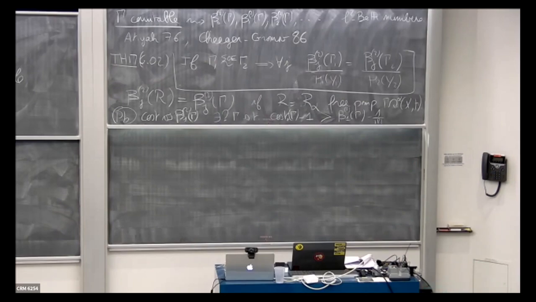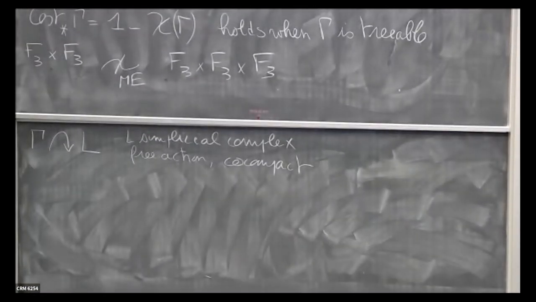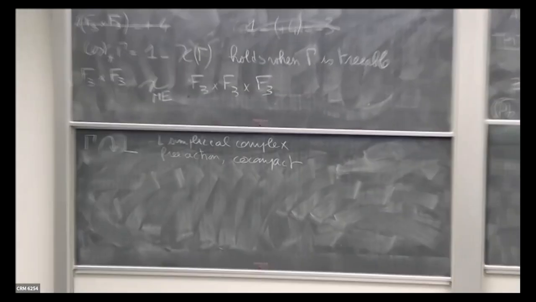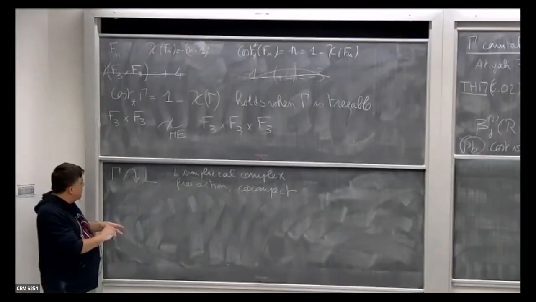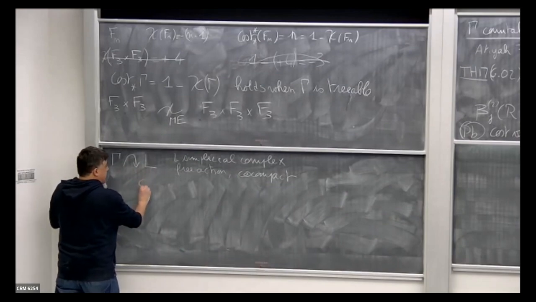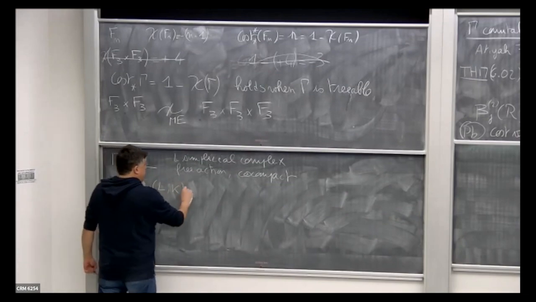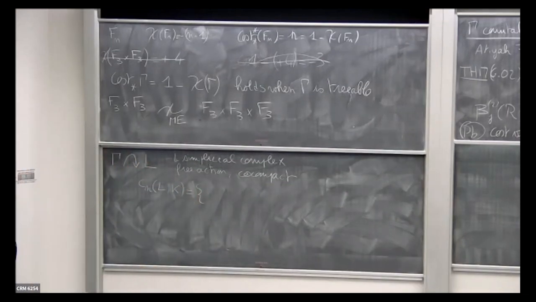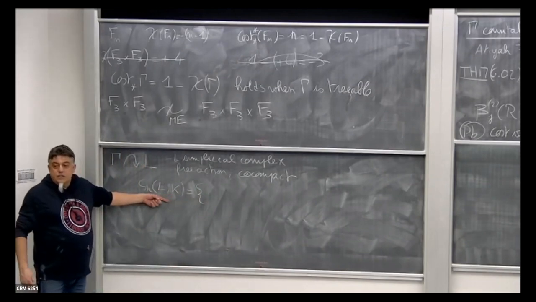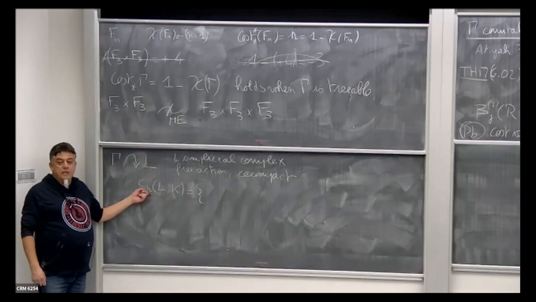Yes, we will use the group very soon. But if you have just L, you can consider the space of chains. Cn of L, let me put K, is the set of formal sums. So chains are just modules or vector spaces. It's the space generated by cells of degree n.